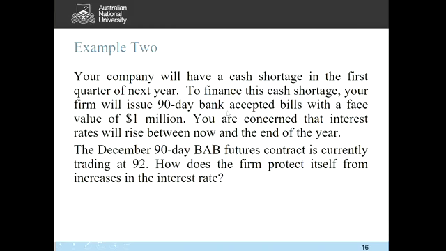We already identified that. The question also tells us the December 90-day BAB futures contract is currently trading at a price of 92. So how can we shield ourselves from the interest rate movements in this case? The first step is identifying that we worry the interest rate would increase. Therefore, we need to enter into a futures position which makes money when interest rates increase.